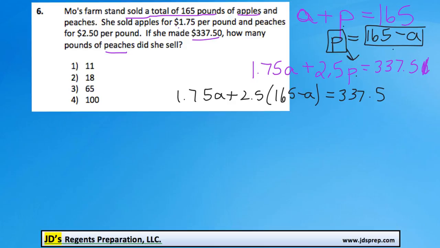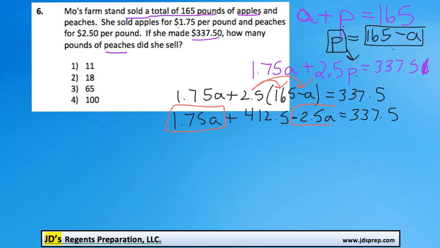337.5. Next, we're going to get rid of these brackets by distributing the 2.5 in. And we will get 412.5 minus 2.5A equals 337.5. Next, we can combine our A terms together. We've got 1.75A minus 2.5A, and that's going to become negative 0.75A.